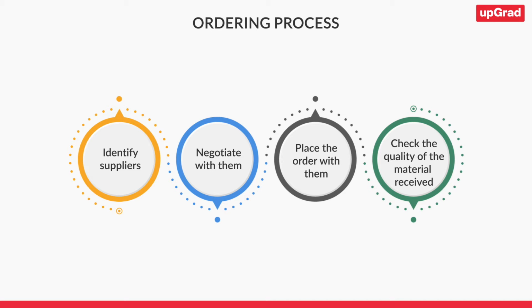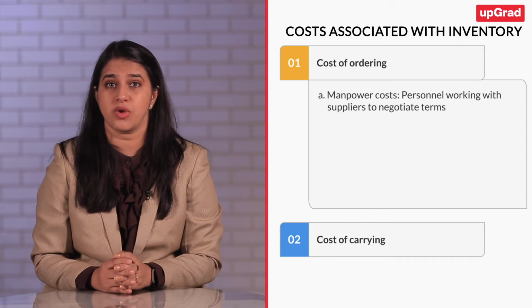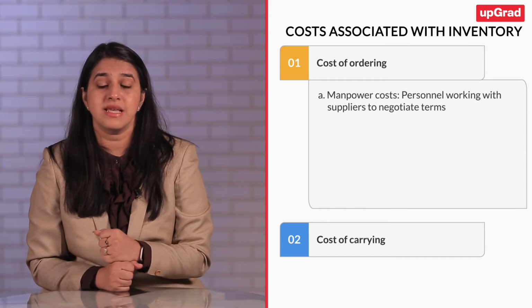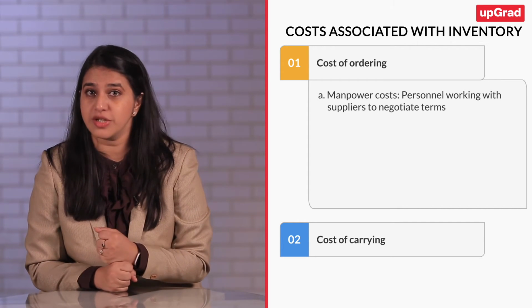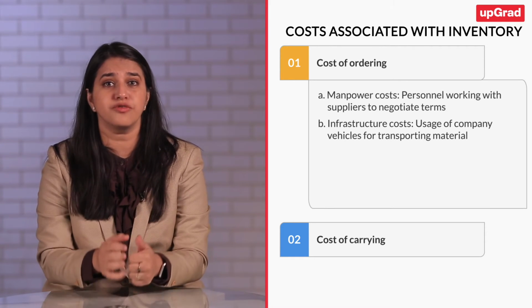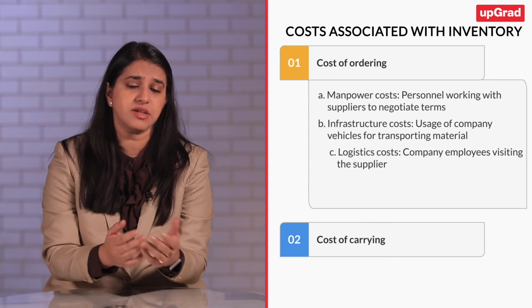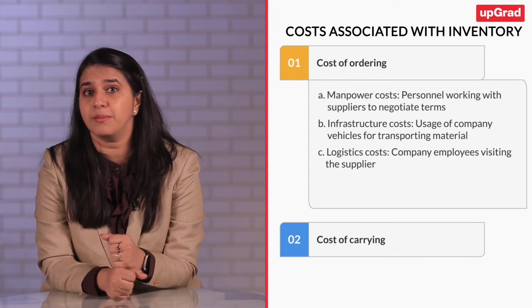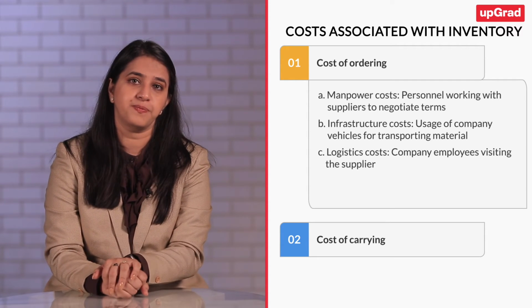cost of ordering. Typically, a cost of ordering consists of manpower costs such as personnel working with the supplier to negotiate terms, infrastructure costs such as usage of company vehicles for transfer of materials, logistic costs such as company employees visiting the suppliers, and so on.